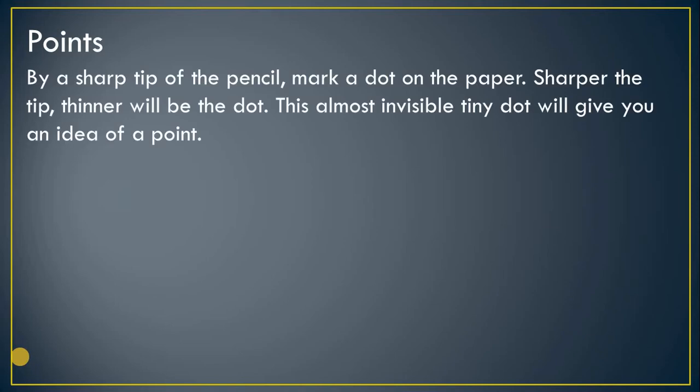So the first one is point, meaning geometry concept starts with the point. With a short tip of a pencil mark a dot on paper. The sharper the tip, the thinner will be the dot. It is almost invisible, we sometimes cannot see it. It will give you the idea about the point.